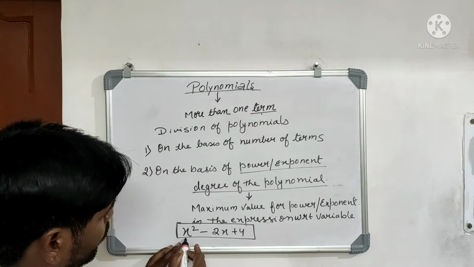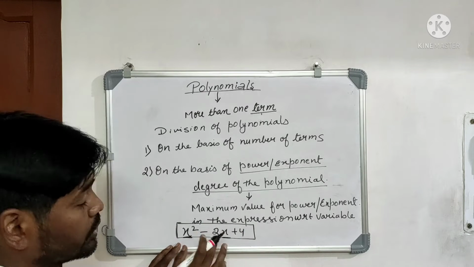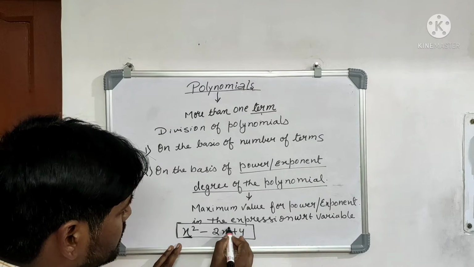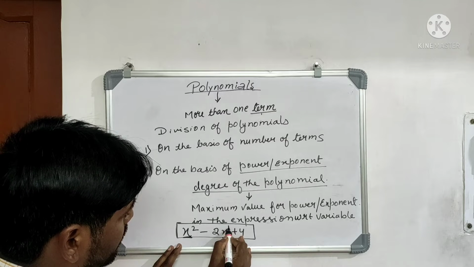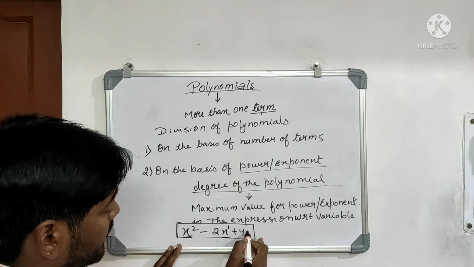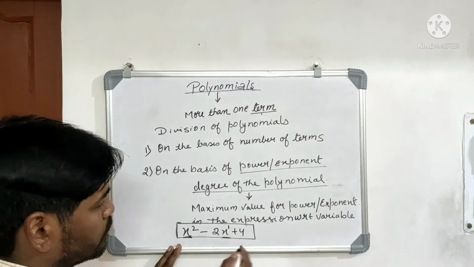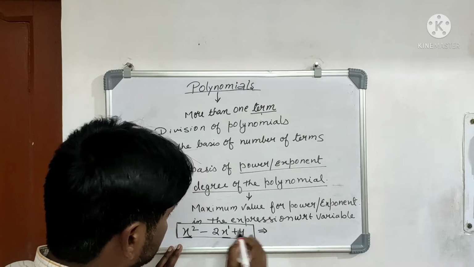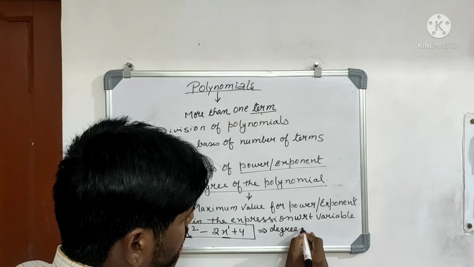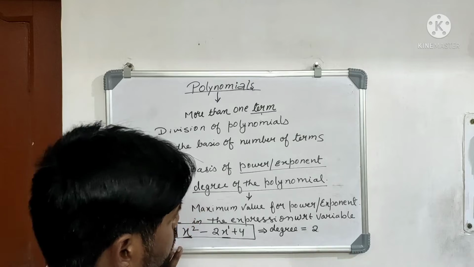Let us see what the variable is over here. x is the variable associated with this expression. Now the maximum power: here we have a power of 1, here x raised to power 0, and here x raised to power 2. So we can say that the degree of the given polynomial will be equal to 2.